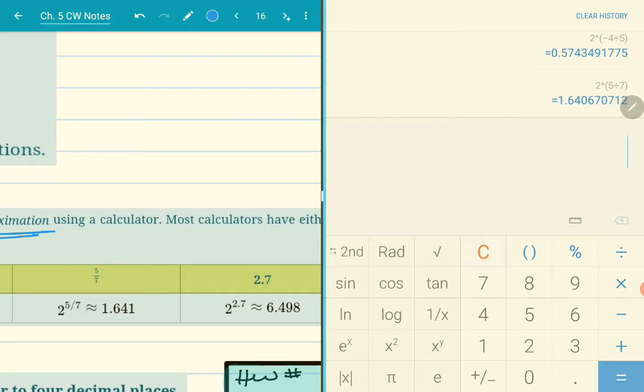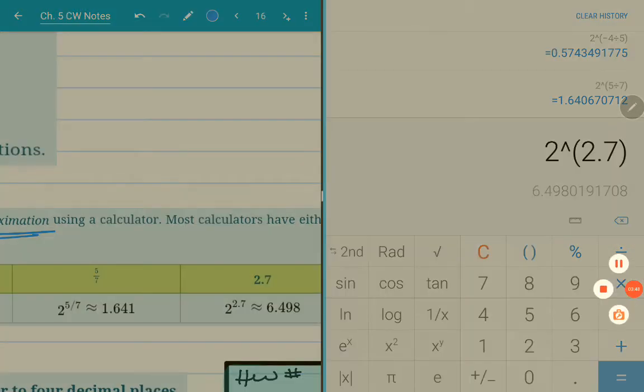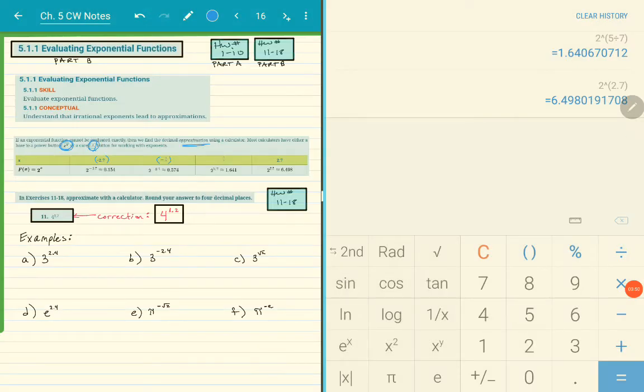And then my next one is 2 to the power of 2.7. No negative sign that time. And I get 6.498. And the next number is 0, so I can just cut it off at the 8. So looking back over here versus here, negative 2.7 versus 2.7, those exponents should be reciprocals of each other. So let's see.